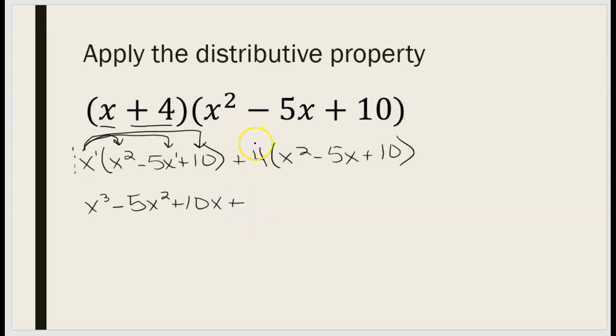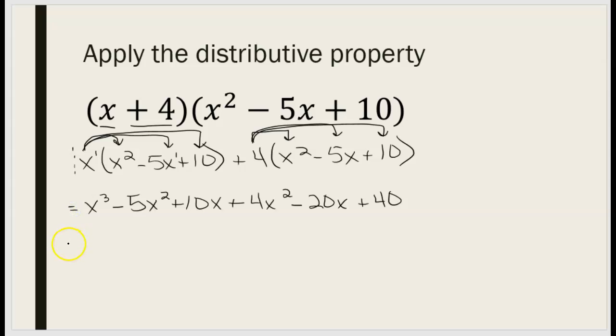Now I'm ready to look at this second group. So I need to take 4 times x squared, easy enough, 4x squared. And now I need to take 4 times negative 5x. Positive times a negative is negative. 4 times 5 is 20, and my x is the only variable, so I have to make sure that sticks around, okay? And now positive 4 times positive 10, which is positive 40.